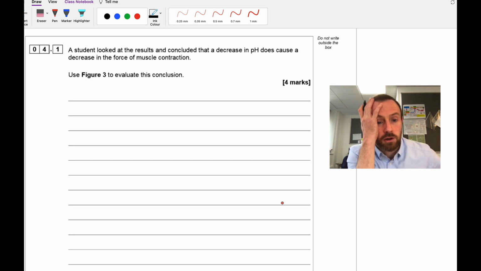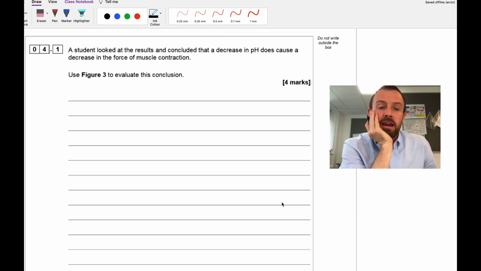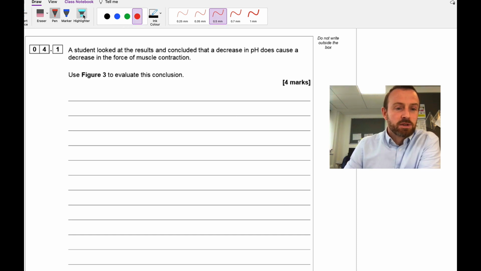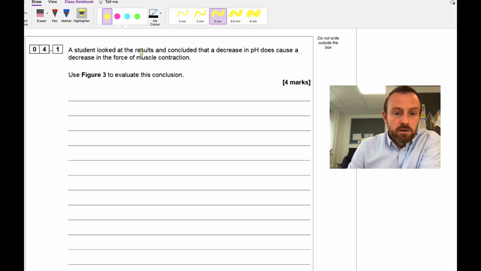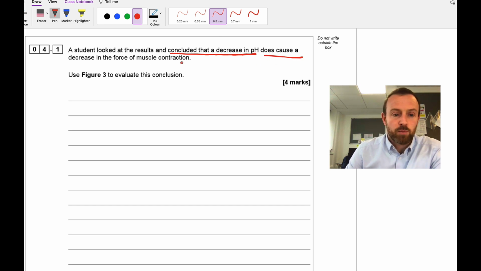Okay, a student looked at the results and concluded that a decrease in pH does cause a decrease in the force of muscle contraction. Well, this is a classic evaluate question. I'm getting better at these, I'm practicing these on AQA, and I'm spotting clues.